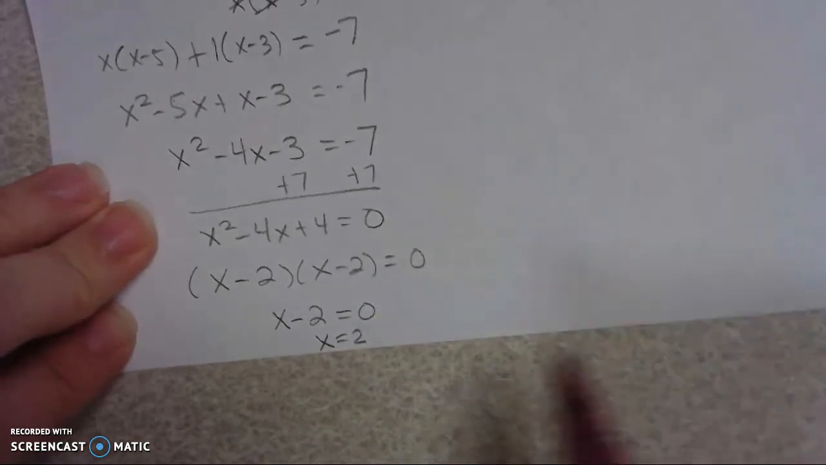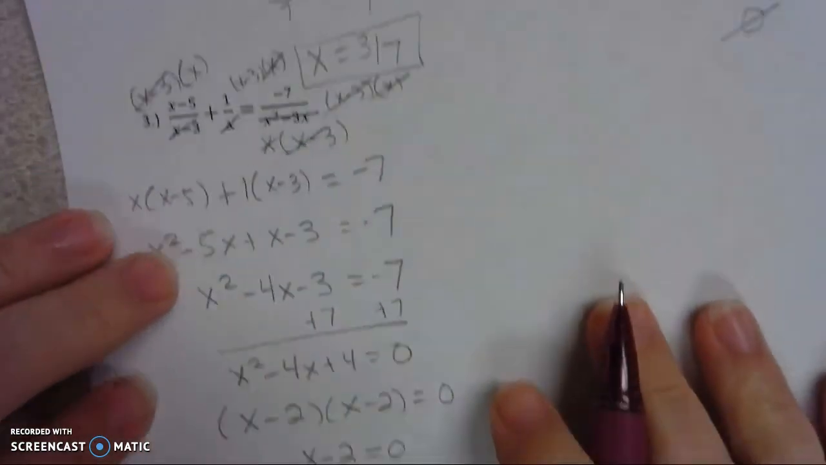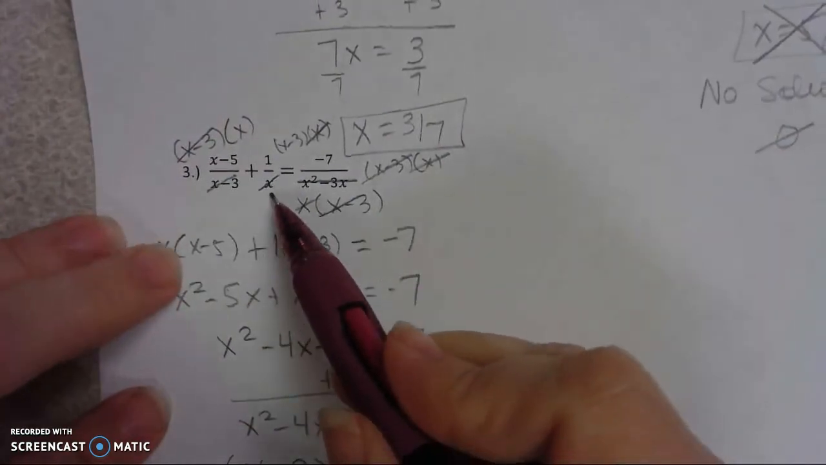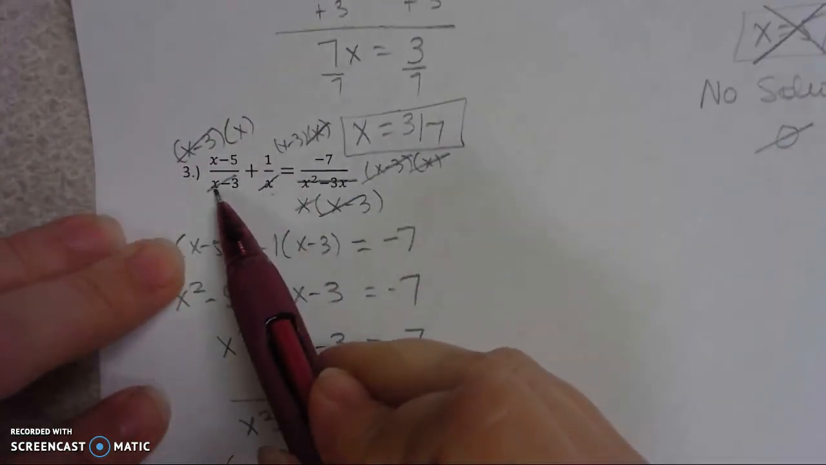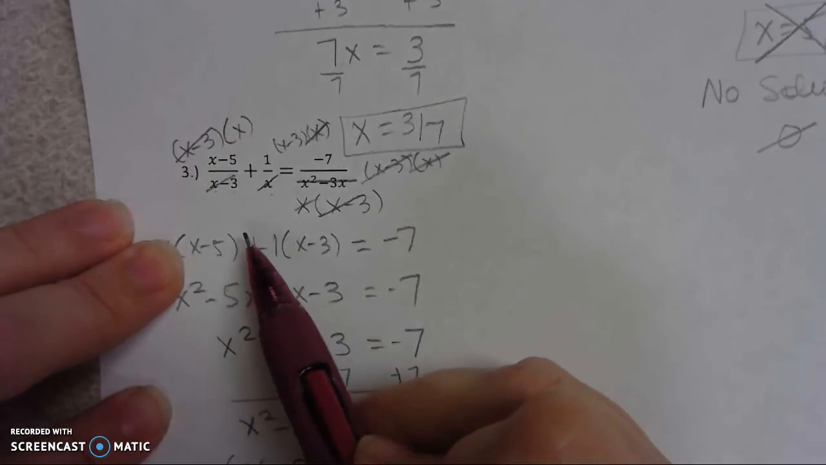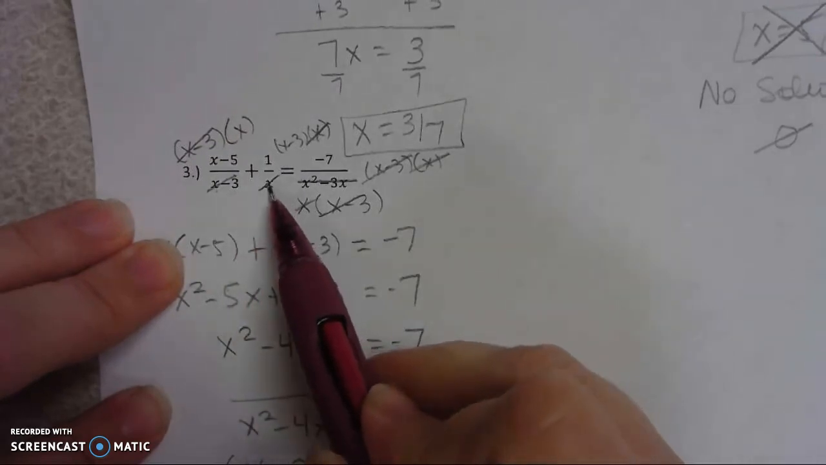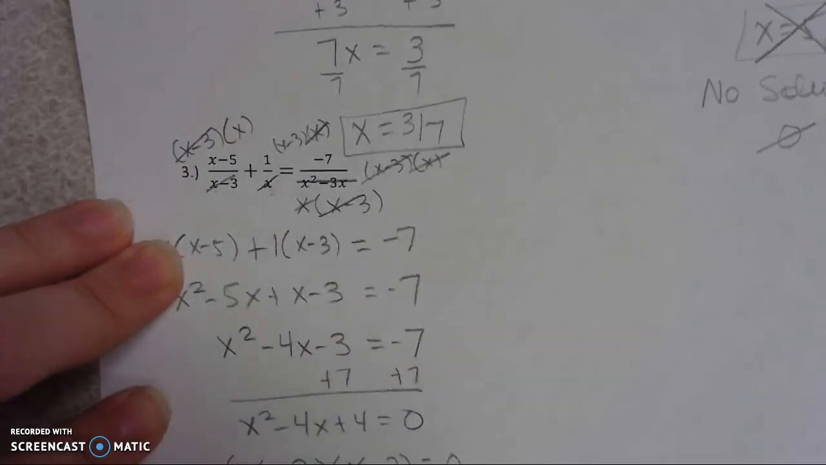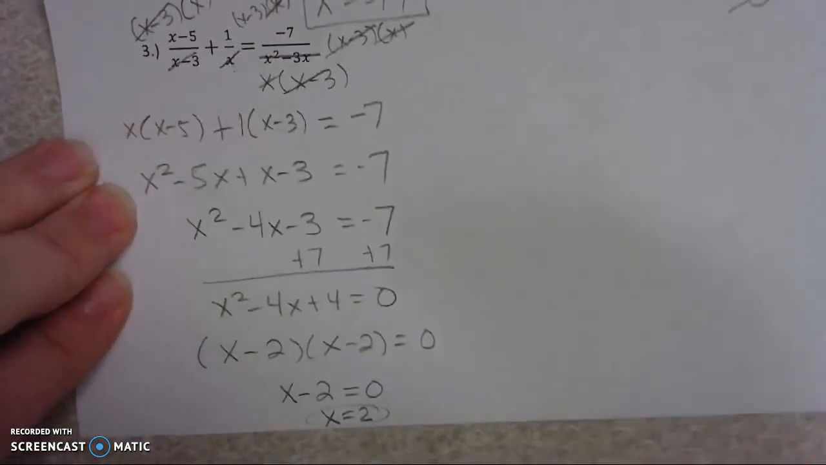Now I can come back and check my solution, make sure it's good. Check it in my denominator. If I fill in 2 here, I get negative 1. That's not 0. And if I fill in 2 here, I get 2. That's not 0. So my solution is good.